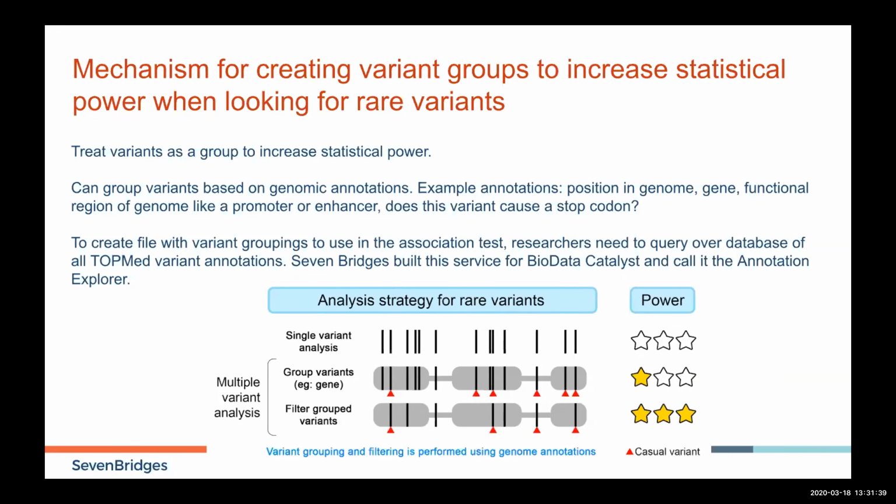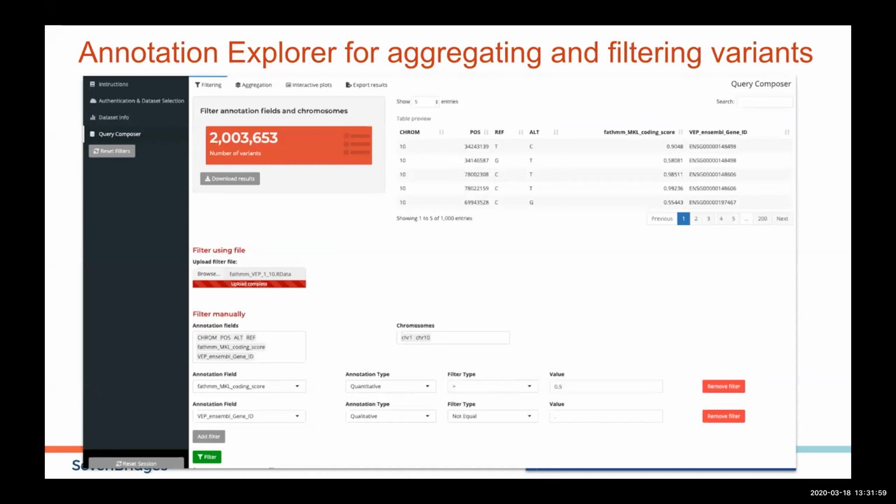The Genesis aggregate association pipeline needs an input file with this variant grouping information. So Seven Bridges spent a lot of time building out a service that enables users to query over the annotations for all the TOPMed variants. We call this service the Annotation Explorer. This screenshot shows the user interface for the Annotation Explorer, where researchers can choose from about 300 different annotations to aggregate and filter over.